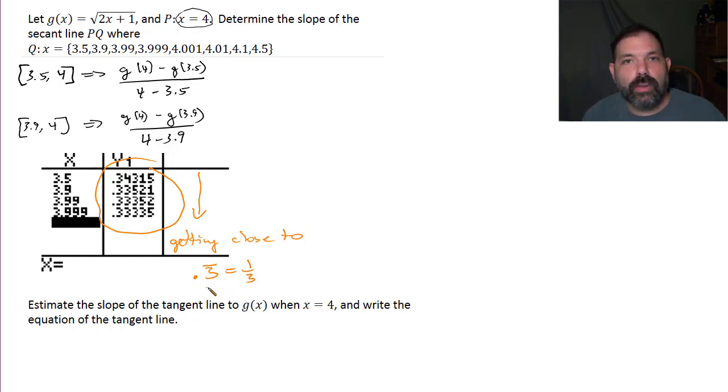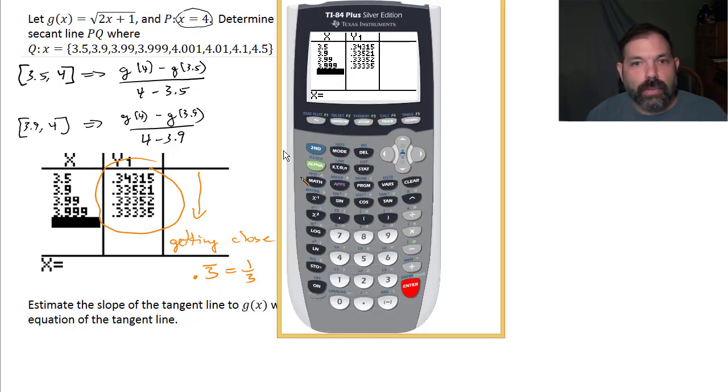All right, well, let's look at it from the other side. Let's change up. So now let's go back to our calculator, and now let's clear out the old stuff. And now we're going on the other side. What if we had 4.001? And 4.01, and 4.1, and 4.5.